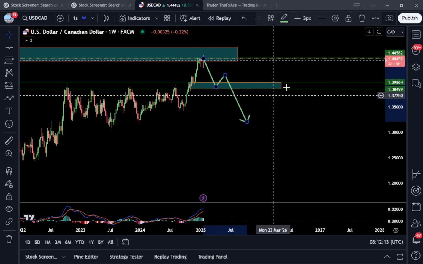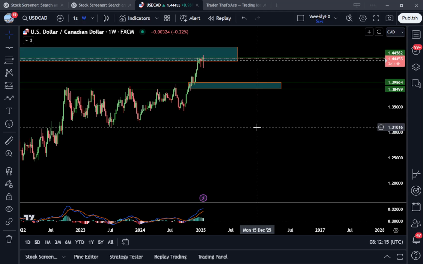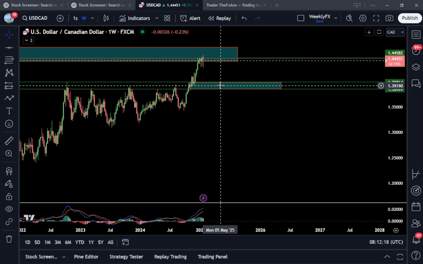So that is it. I'm looking to short the US dollar CAD and down towards 140.